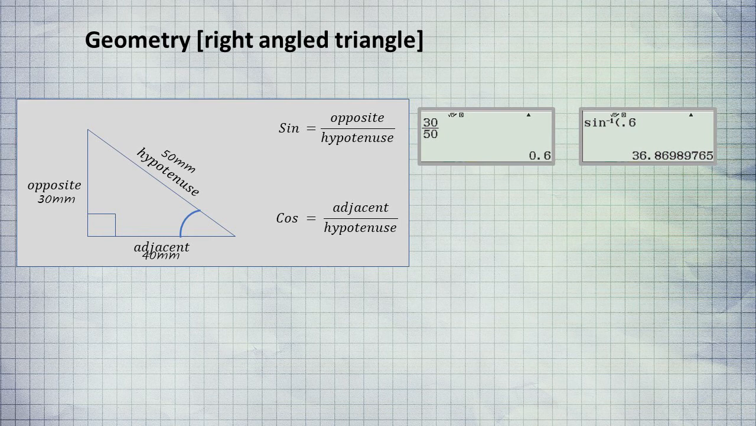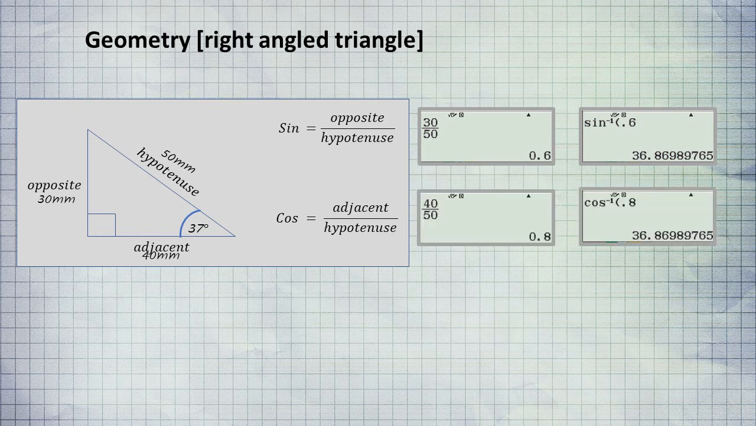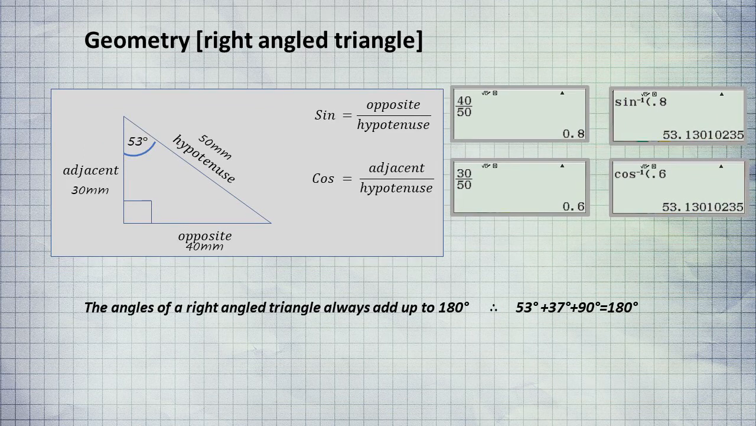In this instance, we know all the side lengths, so both sine and cosine give the angle of 37 degrees. The same goes for the remaining angle, but notice that the opposite and adjacent sides have changed.